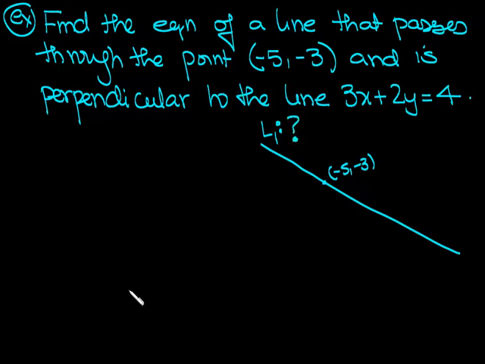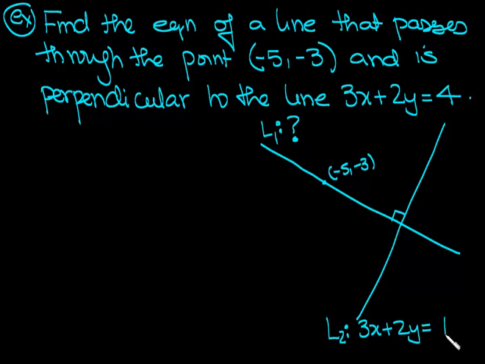But they've also told you that this line that I'm looking for, whose equation I'm looking for, is perpendicular to this other line. So let's draw another line that's perpendicular, that intersects at 90 degrees. So this line is L2, whose equation we do know. It's 3x plus 2y is equal to 4. That's given to us. Okay?